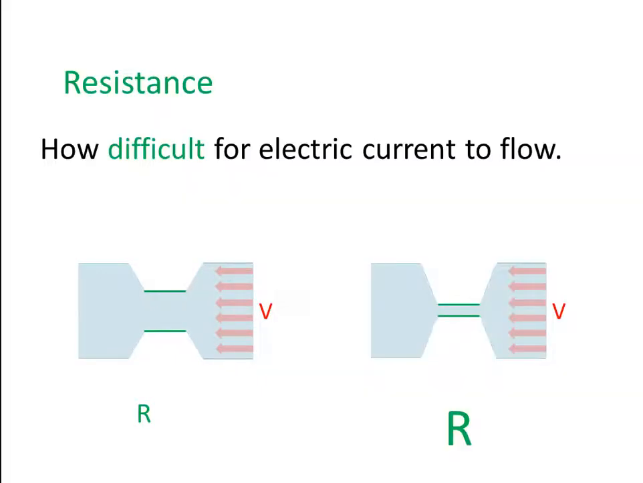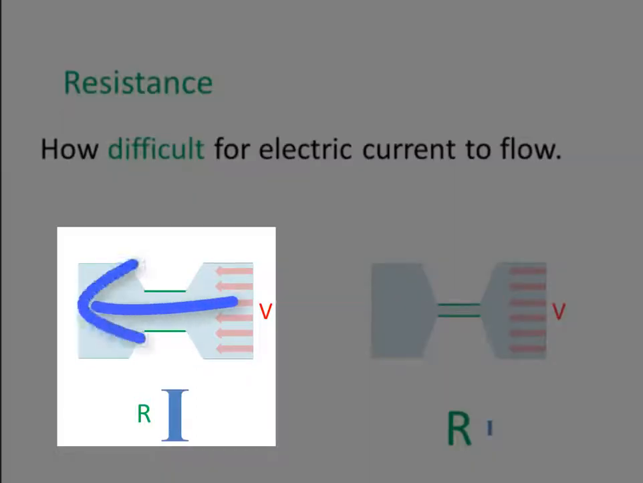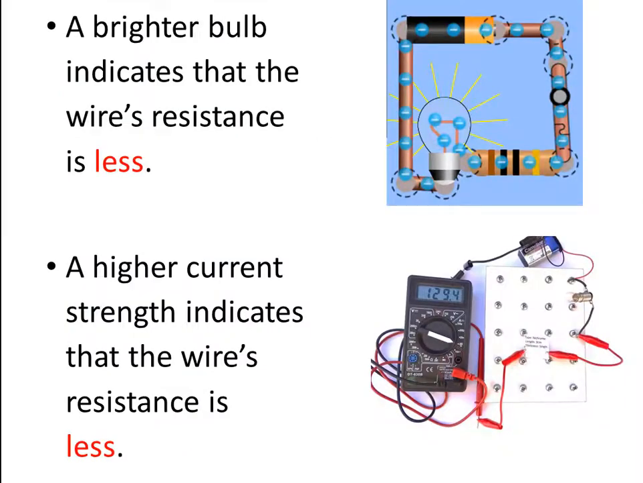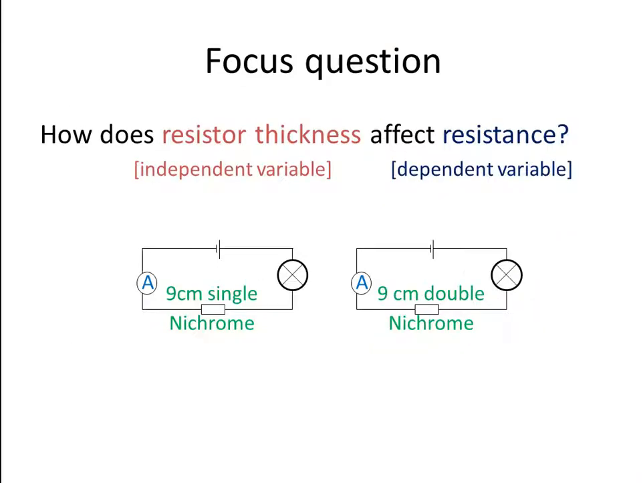In which case will the water flow quicker? The water flows quicker where there is less resistance. Just as in electric circuits, there's a higher current strength where there's a lower resistance. And that's why a brighter bulb or a higher current strength, both of them show us that that circuit has less resistance. It's easier. So our focus question is, how does resistor thickness affect resistance?